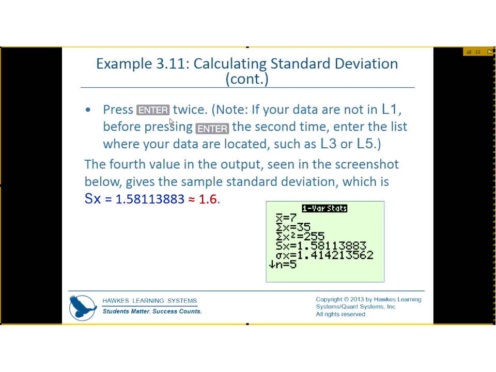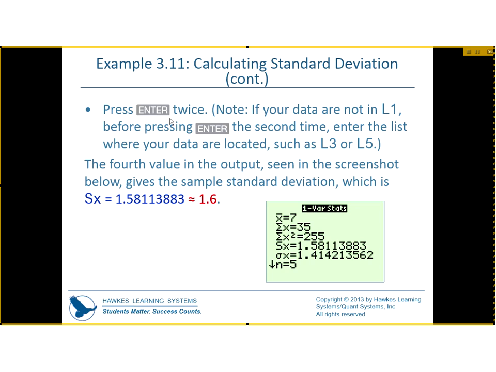So let's look at the output, okay? X bar is 7, which means that's the mean. Ignore sigma x squared, but go to Sx, where it says 1.58. Since the data had no decimal places, we're going to take the standard deviation out one place to be 1.6. So 1.58113883 rounds to 1.6.